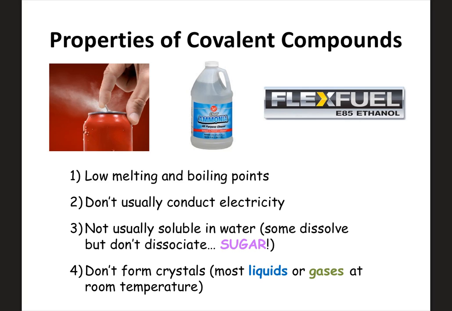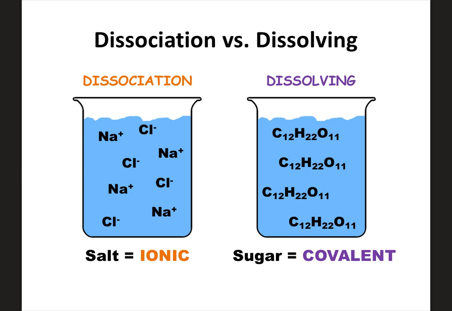And most of them don't actually form crystals. Most covalent compounds are liquids or gases at room temperature. But again, there are a wide variety of properties here. So something like sugar does form crystals, but this gives you a general idea of the properties of covalent. Definitely understand the difference between dissociation and dissolving.